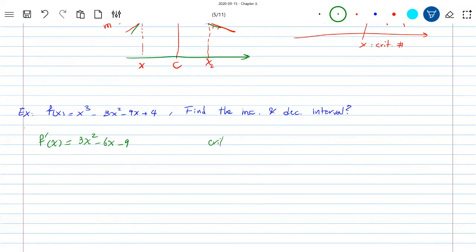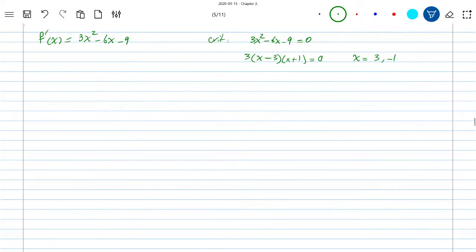To find the critical numbers, you set the derivative equal to 0 or find out whether the derivative does not exist. In this case, the polynomial is well defined, so the derivative always exists. You can factor out the 3. You can factor this polynomial into x minus 3 and x plus 1. So there are two solutions: either x is 3 or x is negative 1. These are the two critical numbers.